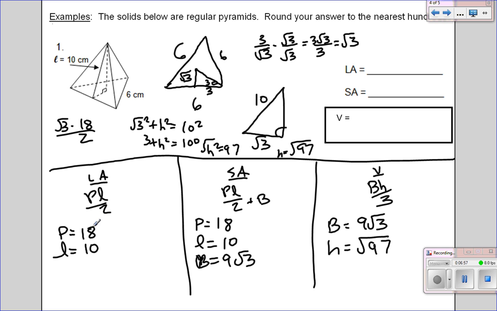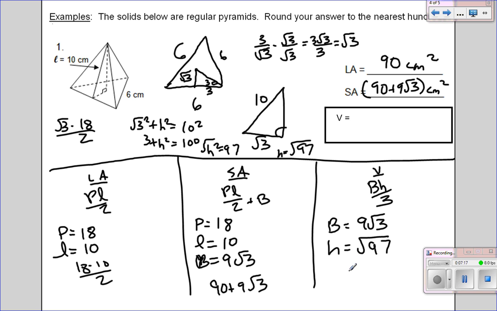So let's figure out LA and SA, because those are pretty straightforward. So 18 times 10 divided by 2 gives you 90 centimeters squared. Here it's going to be 90 plus 9 root 3. We can't break that down any more than it already is. Centimeters squared. And finally, this is going to be 9 root 3 times root 97 divided by 3.